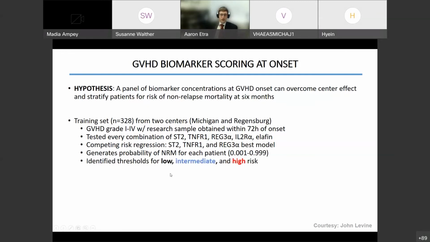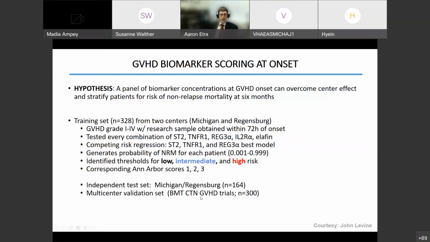And in doing so, they were able to identify thresholds for defining, again, using the algorithm probabilities from biomarker concentrations, patients at low risk, intermediate risk, and high risk of developing 6-month NRM. And they deem these the Ann Arbor scores, with low risk being Ann Arbor 1, intermediate Ann Arbor 2, and high risk Ann Arbor 3. They then validated their findings in an independent test set, also from Michigan and Regensburg, and then validated it in a multi-center set from the BMT-CTN GVHD trials.